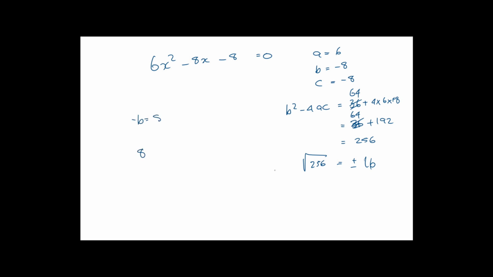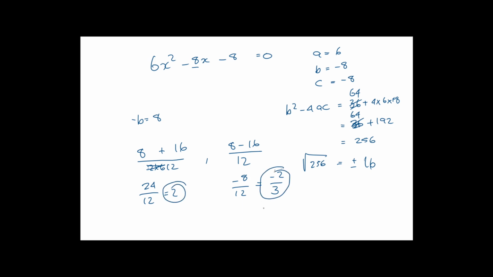Because negative b equals 8. B is negative 8. Plus 16 over 2 times a, and 2 times 6 is 12, and 8 minus 16 over 12. So 8 plus 16 is 24 over 12, which is 2. 8 minus 16 is minus 8 over 12, which is minus 2 over 3 if we divide both sides by 4. And look at that, we get 2 and negative 2 over 3.